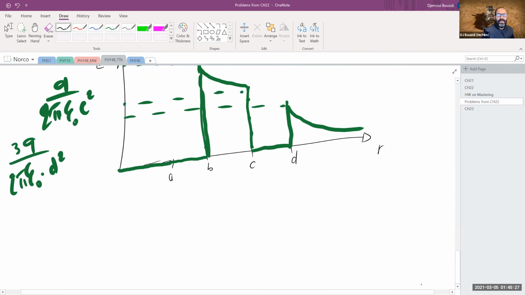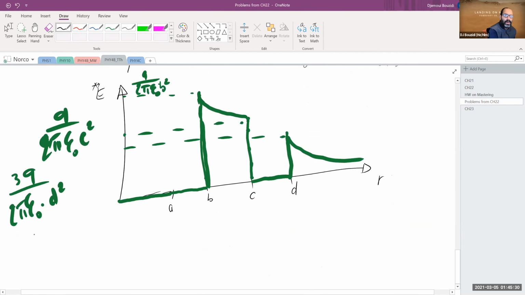Part B. So this whole thing is part A of the problem. So let's look at part B now.